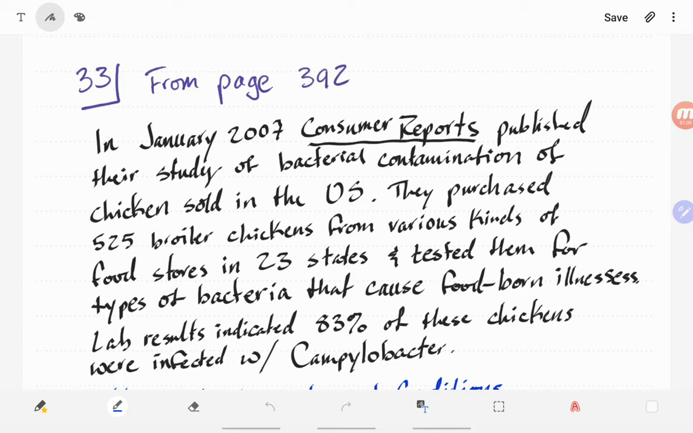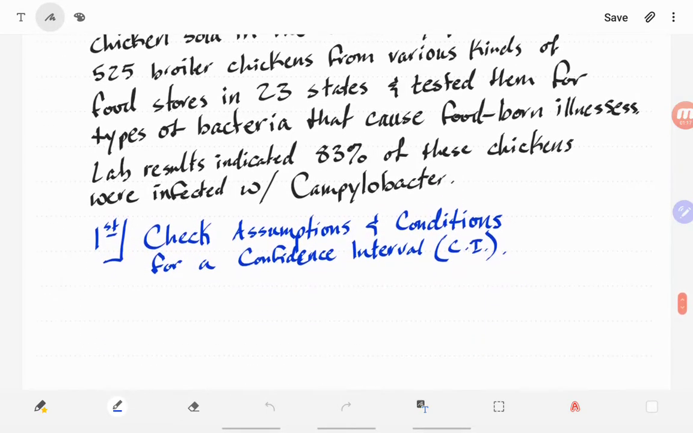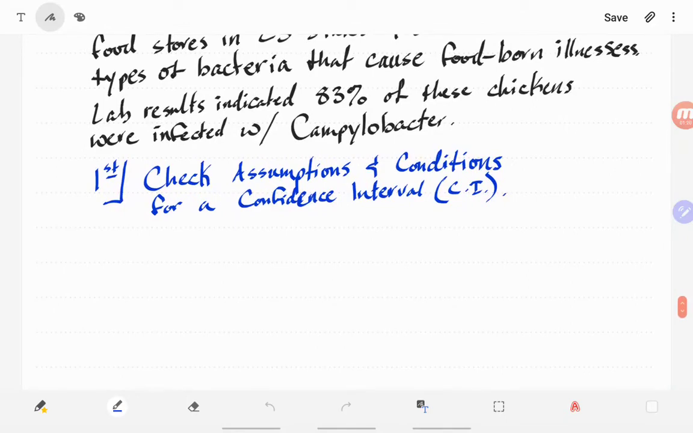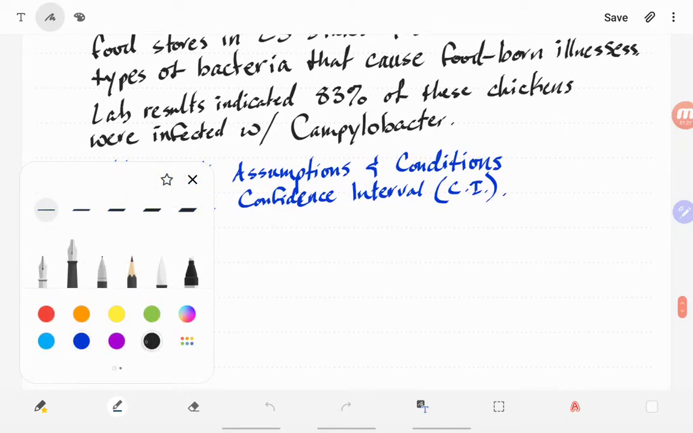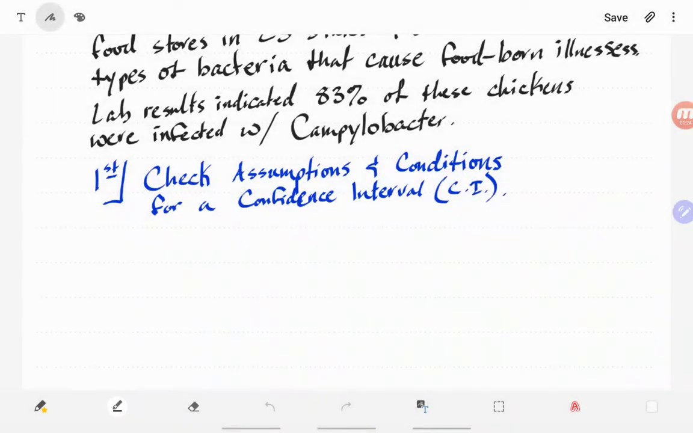So our first thing that we need to do is construct or check our conditions for creating a confidence interval, right? So the first step is going to be to check our assumptions and conditions for a confidence interval. So our first assumption that we need to check is the independence assumption.